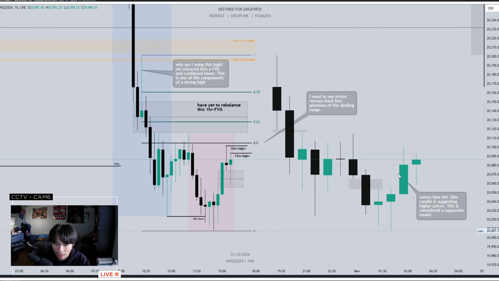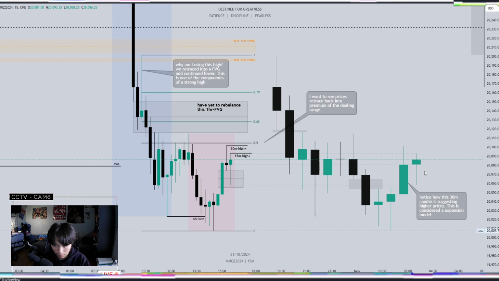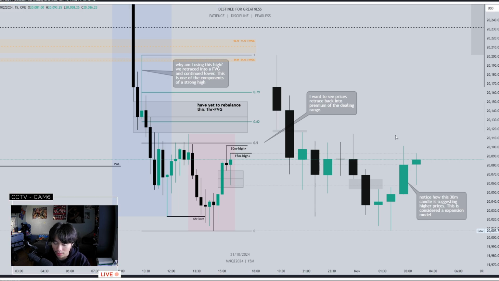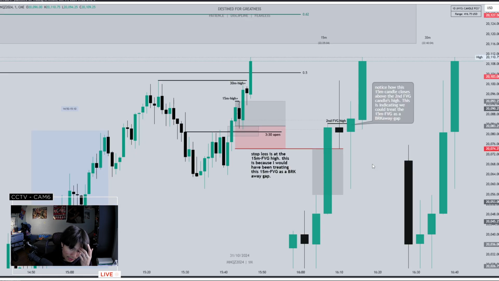And how am I going to align myself with that? Well, if this 30-minute candle here is telling me that the next 30 minutes we should be bullish, that's a valid reason for us to respect this inefficiency here, right? This 30-minute fair value gap should be respected if we're going to align ourselves with this 30-minute order flow.